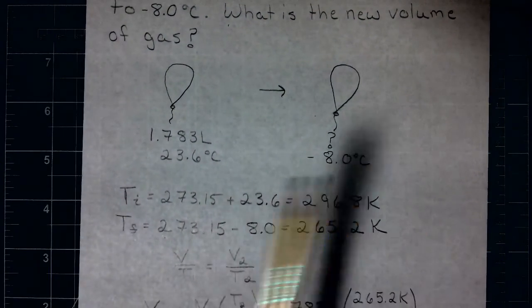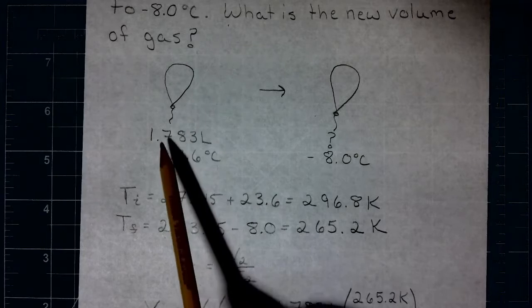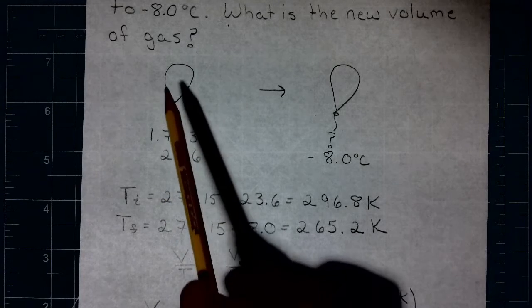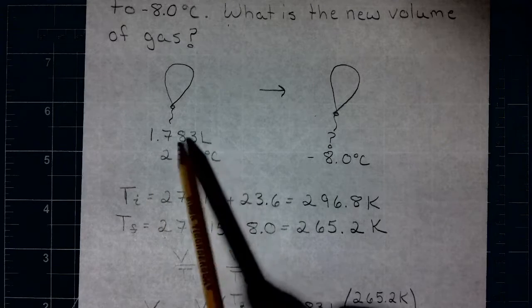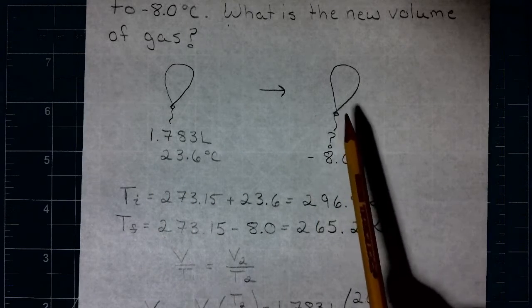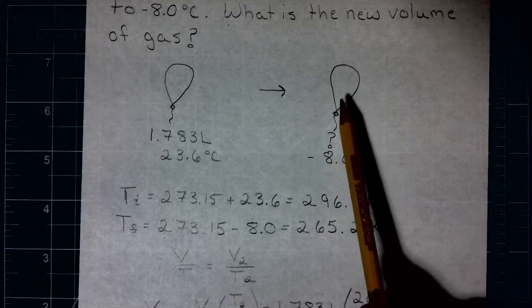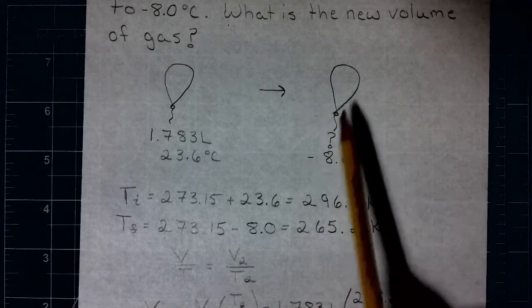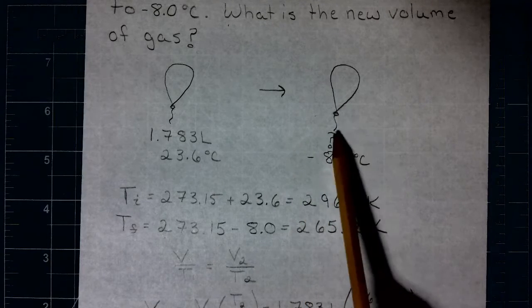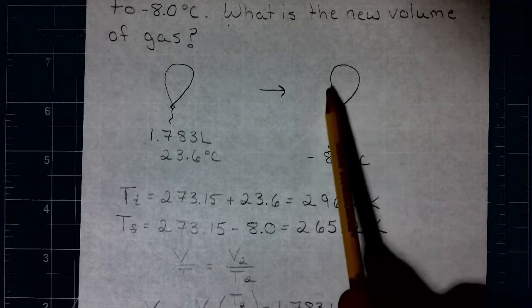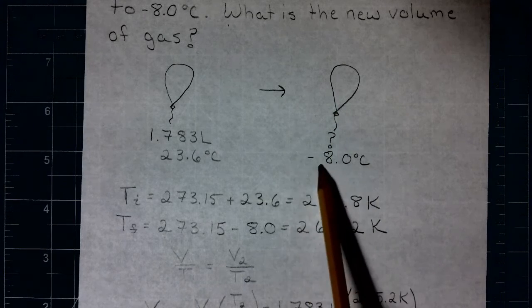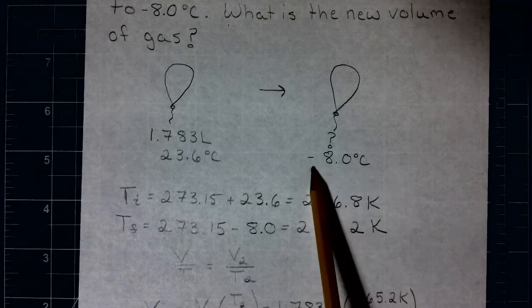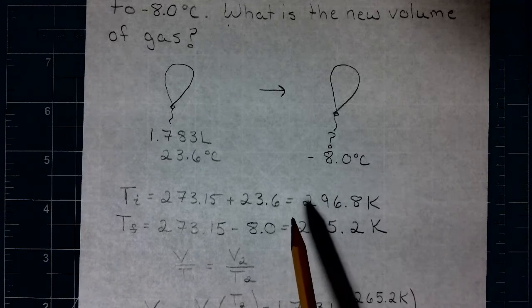So we start off with our balloon. It has a volume of 1.783 liters. It's at 23.6 degrees Celsius, roughly room temperature. We put it in the freezer. It contracts down. It's going to get smaller, right? Because all of those molecules in there are going to start to compress and get closer and closer together, filling up less volume. And it's going to have a final temperature of -8 degrees Celsius.